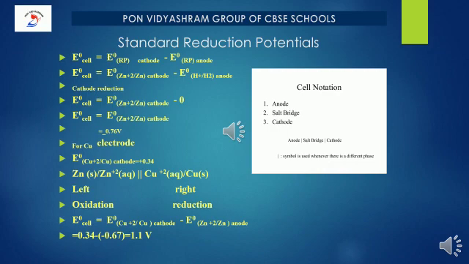Now remember to write the cell notation. How to write the cell notation? The anode has to be written first, followed by the salt bridge. The last one will be the cathode. Okay.